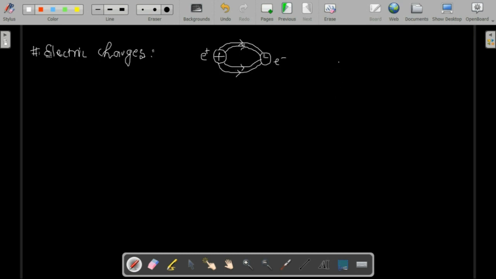On the other hand, it's not mandatory that it will always be a positive and a negative charge combination. It can be two positive charges as well. Obviously, they won't constitute a dipole. That's not a dipole. This is a dipole. This is not a dipole because it's the same charge, positive and positive.